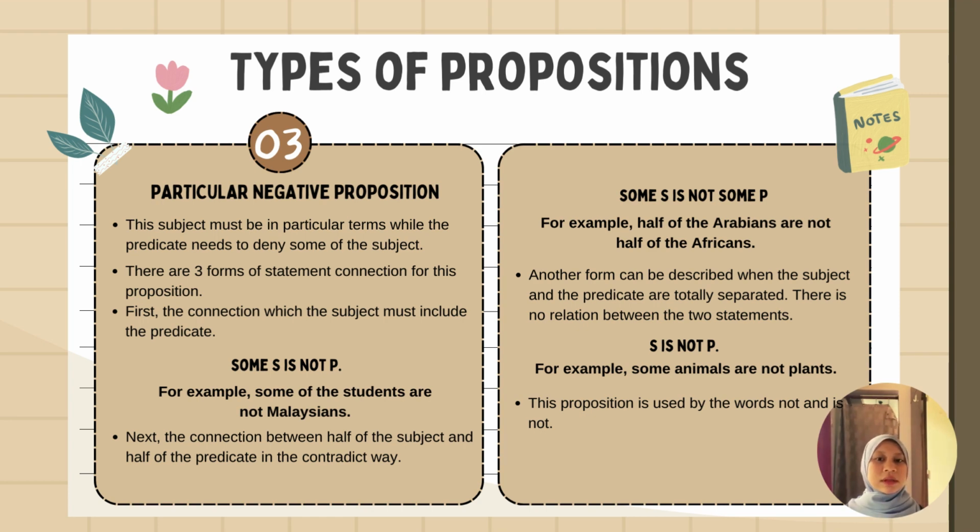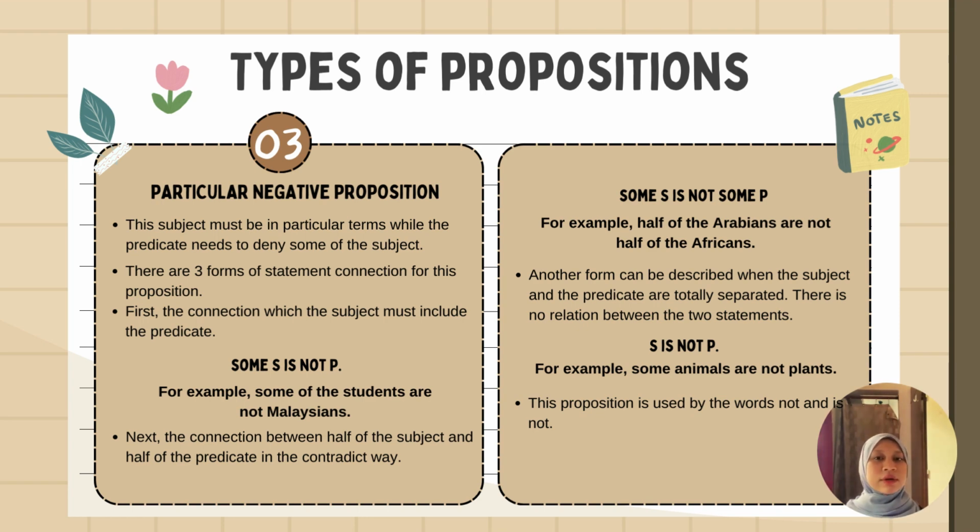For example, some of the students are not Malaysians, which means some of the students are Malaysian and some of them are not Malaysian, maybe Egyptian, Chinese, and so on. Next, the connection between half of the subject and half of the predicate in the contradicting.